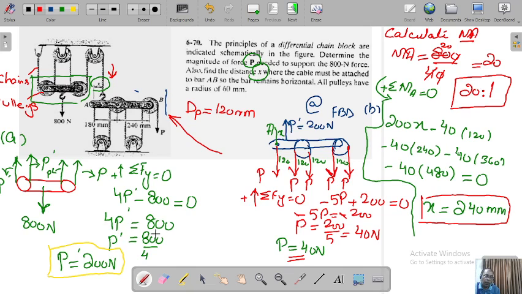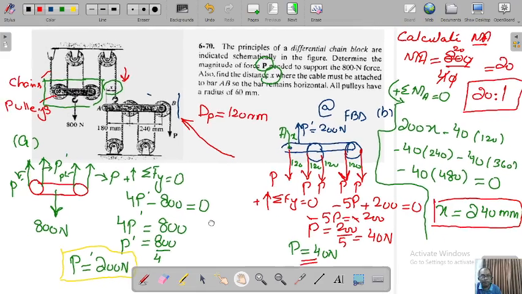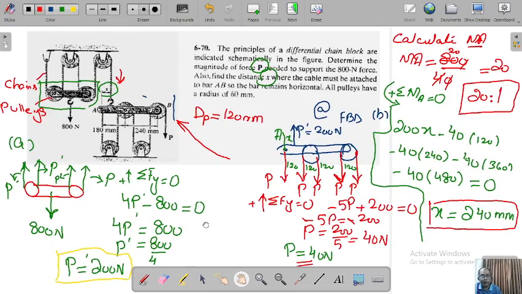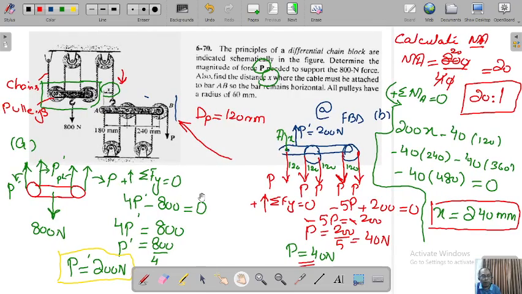I hope you have understood this problem because this is our first problem of frames and machines. I hope it is clearly understood. Thank you very much.